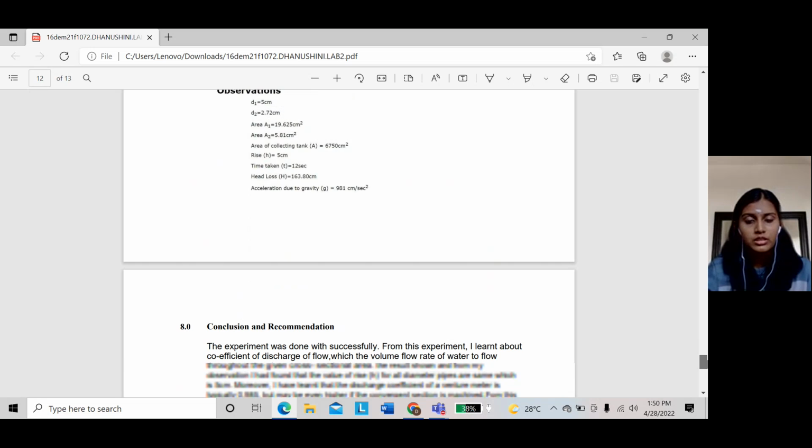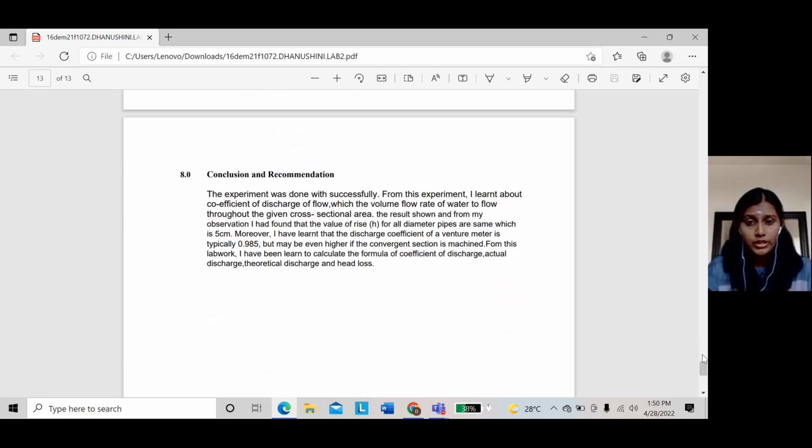So let's see the conclusion and recommendation. The experiment was done successfully. From this experiment, I learned about the coefficient of discharge, which is the volume flow rate of water given the cross-section area, as shown in the result and my observation. I found that the value of h for all diameter pipes is the same, reaching 5 cm. Moreover, I learned the discharge coefficient of a venturimeter is typically 0.985, but may be even higher if the convergent section is machined. From this lab work, I have learned to calculate the formulas for coefficient of discharge, actual discharge, theoretical discharge, and head loss. That's all from me. Thank you.